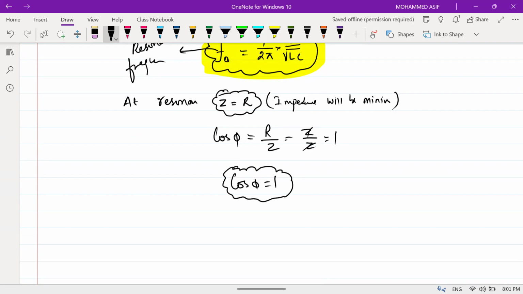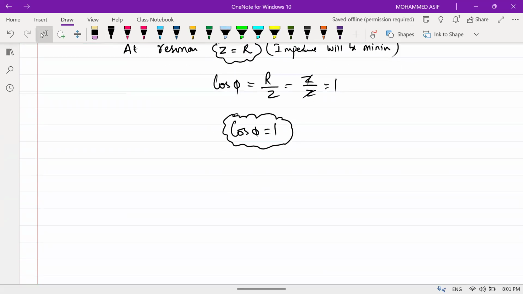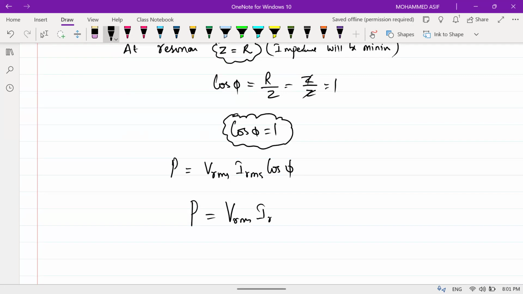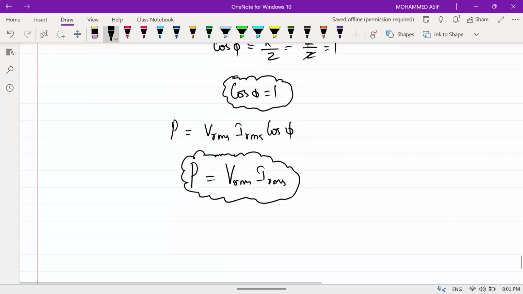At resonance, what is the power factor value? 1. So if the cos phi value is 1, then the average power will be equal to how much? VRMS, IRMS into cos phi. So for an LC circuit in resonance, power will be equal to VRMS into IRMS, as the cos phi value will be equal to 1. Got an idea how I am writing P is equal to VRMS into IRMS?